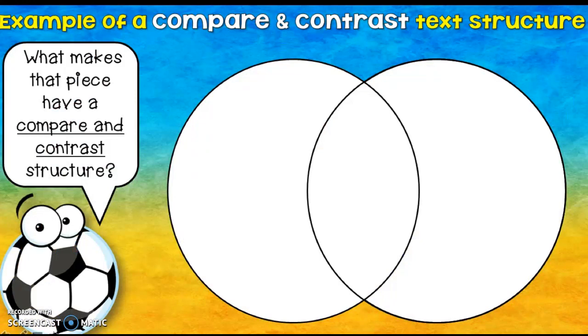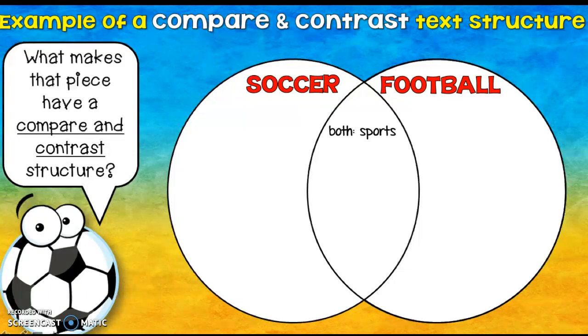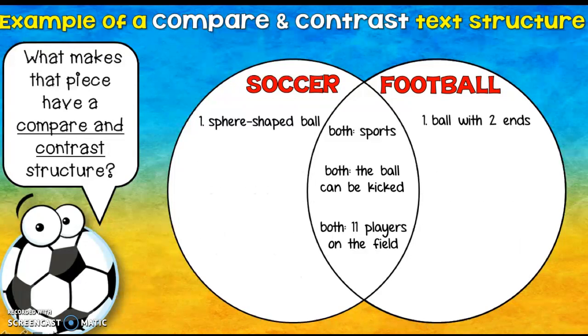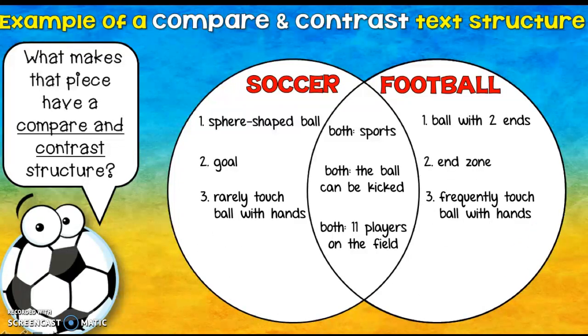All right, so to check our answers, we should have soccer and football. Both are sports, both the ball can be kicked, and both have 11 players on the field. Soccer is a sphere-shaped ball, and football has a ball with two ends. Soccer has a goal, football has an end zone. Soccer, you can rarely touch the ball with your hands. And for football, you can frequently touch the ball with your hands. Soccer tackling is forbidden, and in football, tackling is allowed.